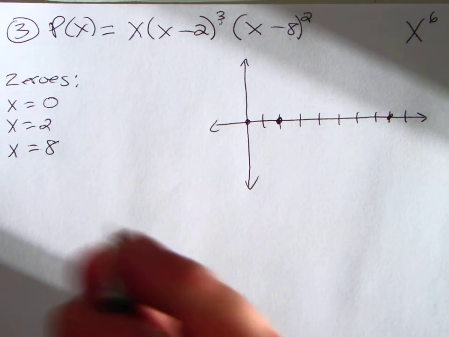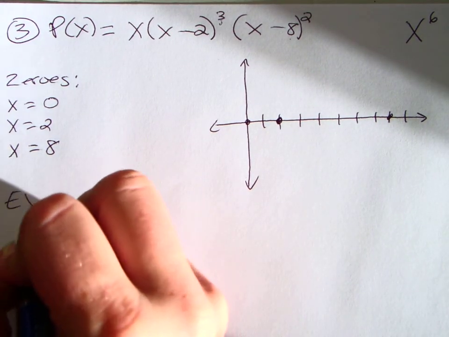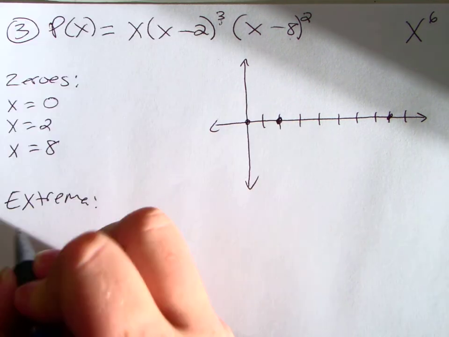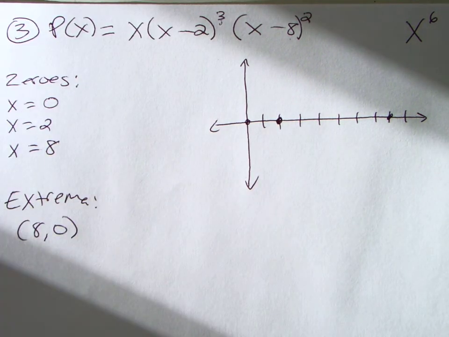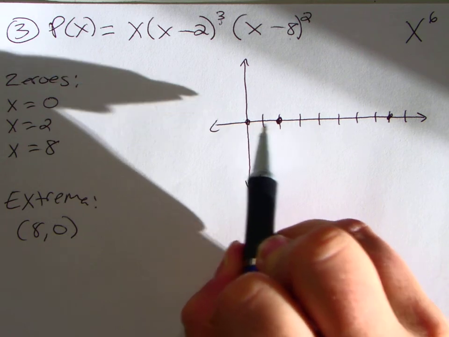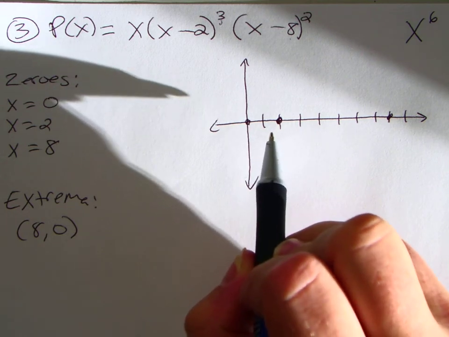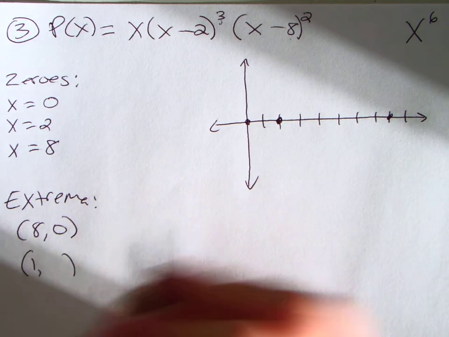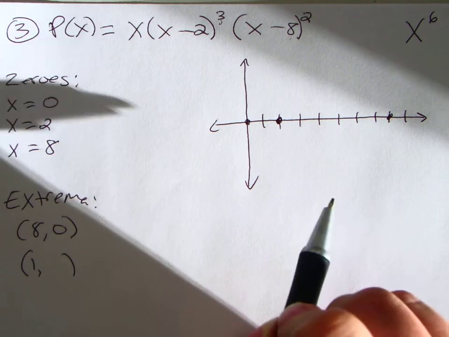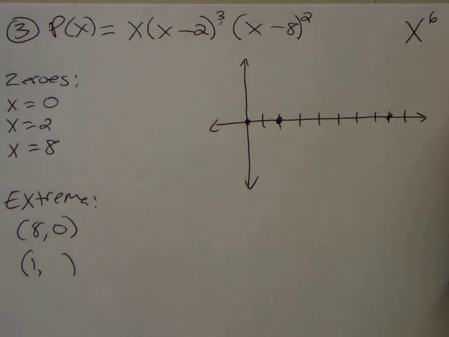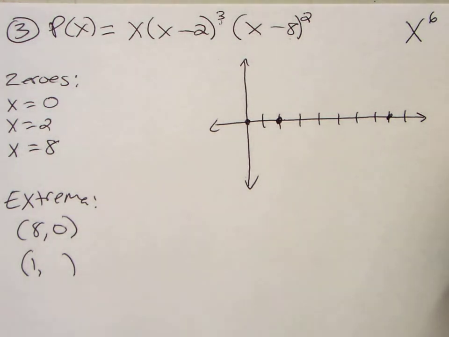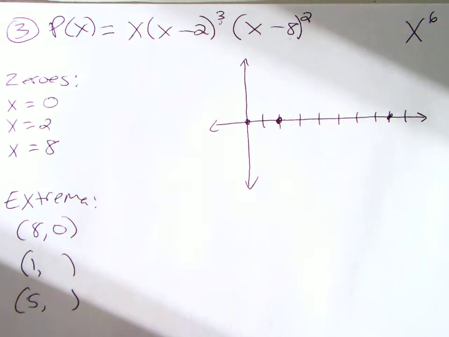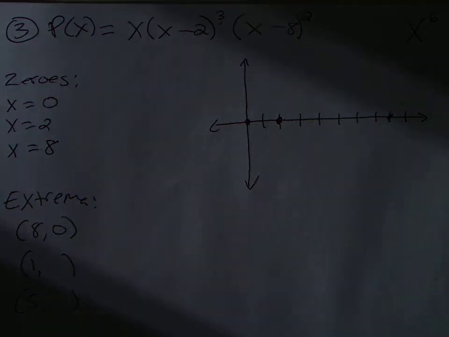All right. Let's work on the extrema. So we have an extrema where? At 8, 8, 0. And then what's the halfway points? Between 0 and 2, that's 1. What's halfway between 2 and 8? Remember, 2 plus 8 divided by 2. 10 over 2 is 5.